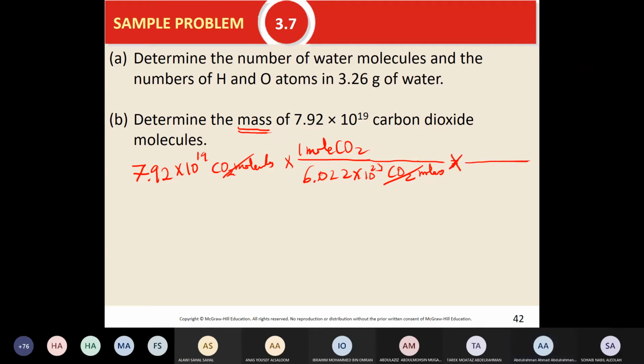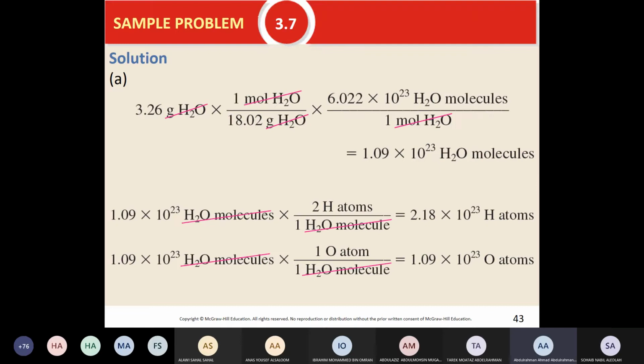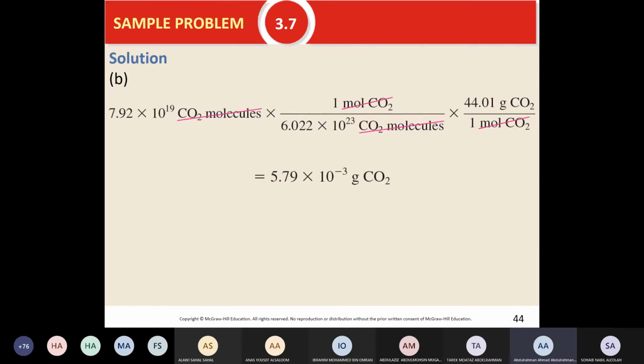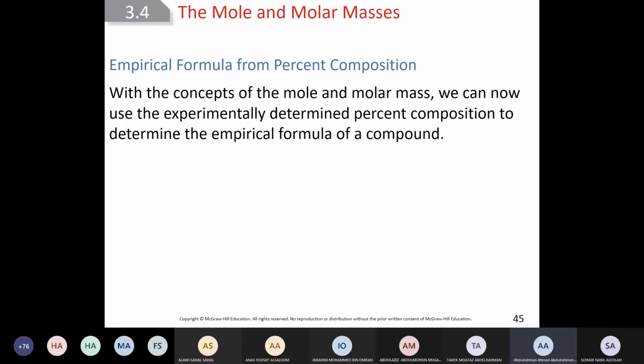44.01 gram CO2 divided by what? 1 mole of CO2. Get rid of this unit with this unit, and you have the answer. How easy? So easy. Very easy. I hope so. Let's hope that this is always true and this is the case.